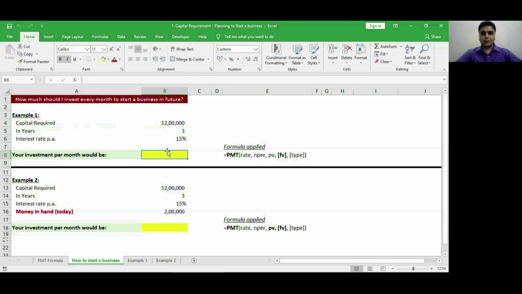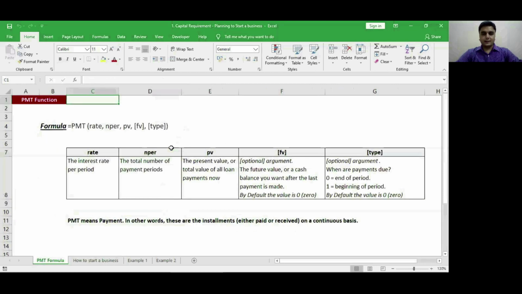So here we will use the formula PMT. But before writing the formula, let us understand the arguments given in the formula PMT. The PMT has 5 arguments, that is rate, NPER, PV, FV, and type. Let us discuss each argument in detail. The first argument is rate. Rate is simply the rate of interest that we are getting on our investment. It can be on an annual, monthly or quarterly basis.